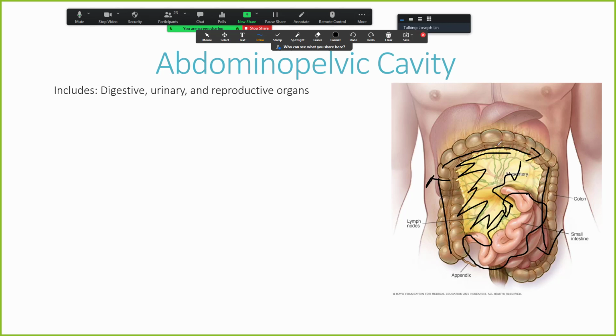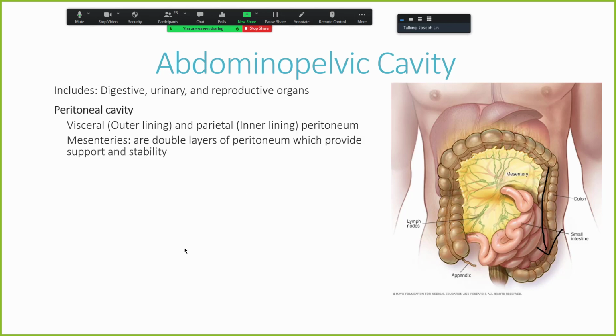So you'll see that it's anchored in here, and there's cavities where they reside, right? So that way when you're moving your GI system, you don't have your organs flopping around. And they're held in place because a lot of these are anchored to the cavity wall.